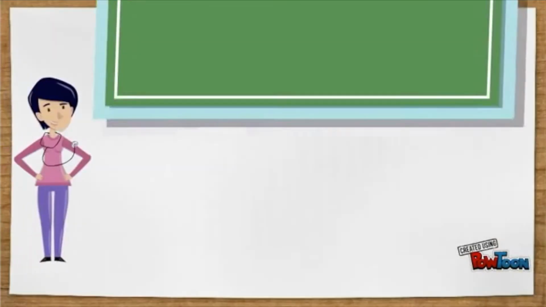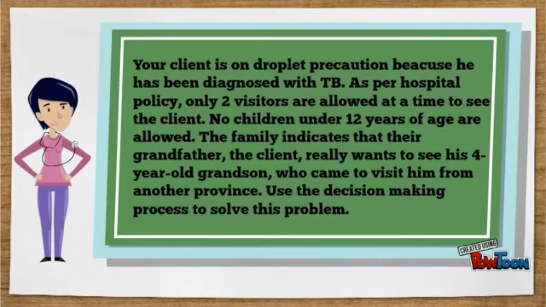Let's put these into clinical application. Take this scenario as an example. Your client is on droplet precaution because he has been diagnosed with TB. As per hospital policy, only 2 visitors are allowed at a time to see the client. No children under 12 years of age are allowed. The family indicates that their grandfather, the client, really wants to see his 4-year-old grandson who came to visit from another province. Use the decision-making process to solve this problem.